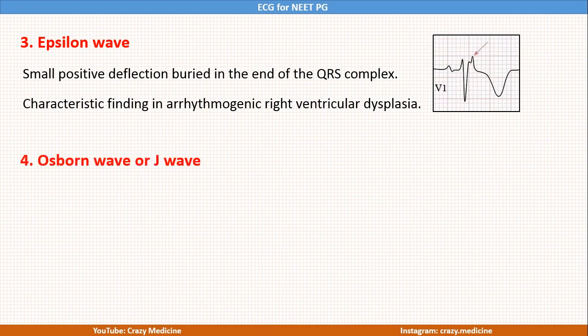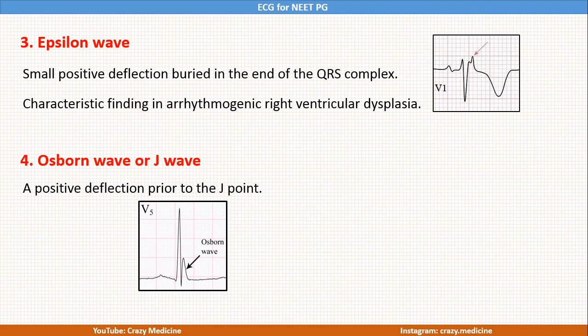Next is Osborn wave or J wave. A positive reflection prior to the J point is termed as Osborn wave. It is also known as J wave. It is characteristically seen in patients with hypothermia, but it can also be seen in hypercalcemia, subarachnoid hemorrhage, and brain injury.